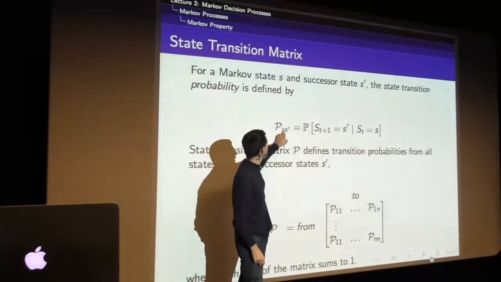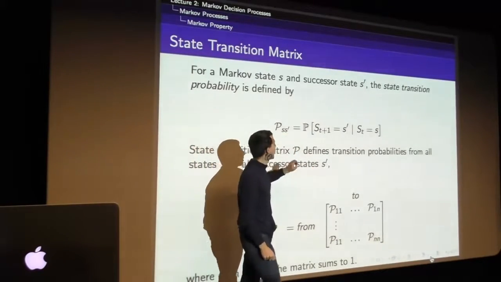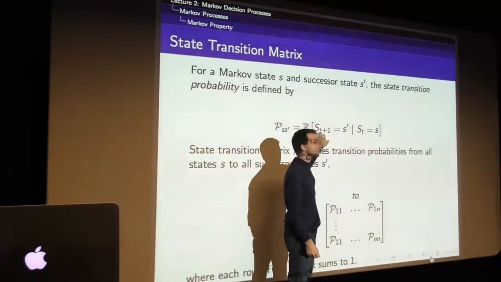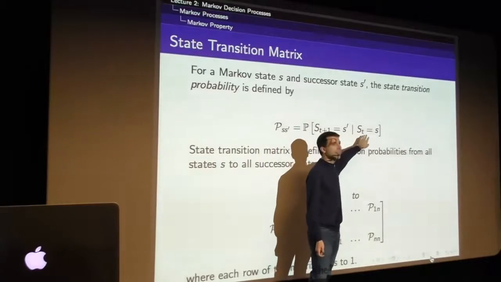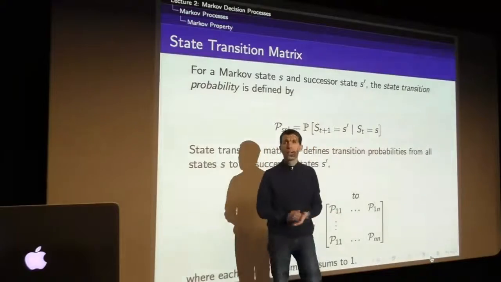And so this gives us our state transition probabilities. So it's the probability that if I'm in S, I transition to S prime, and that gives us the probability that this random next state will be this particular instantiation of the state S prime, given that the previous state we were in, our current state at time t, was this S.